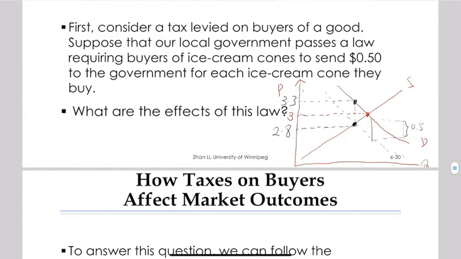Even though the government says buyers should pay the tax, how can you see the tax is shared? Well, it's because originally the price was $3. And after imposing the tax, the buyers are paying an additional $0.3, right? And the price the sellers could receive is reduced by $0.2. So you can see that there is a division of the tax between buyers and sellers, right?